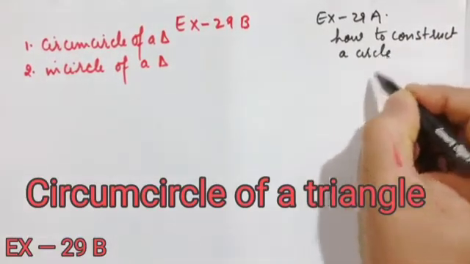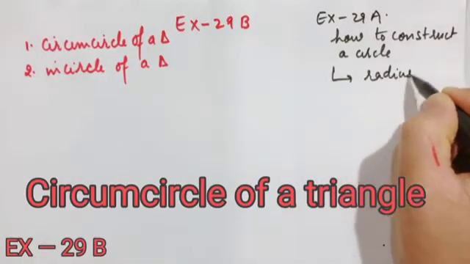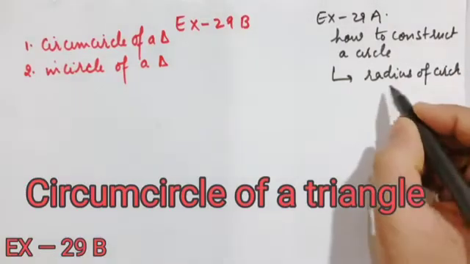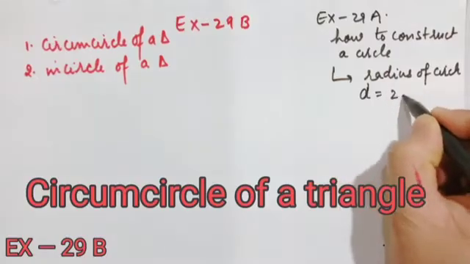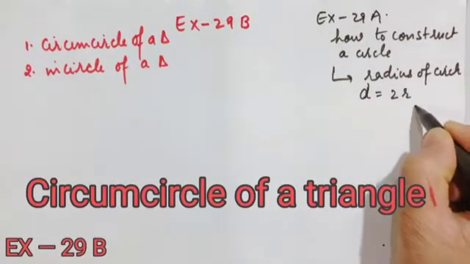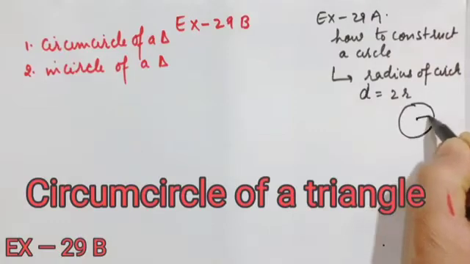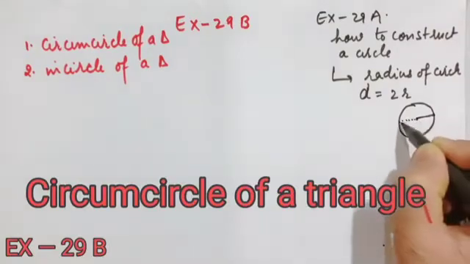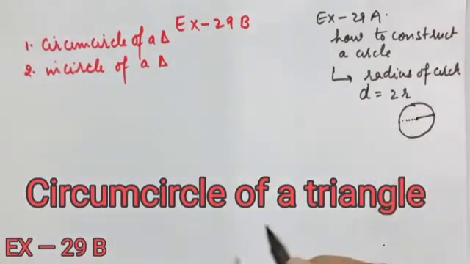And how did we construct a circle? By using the radius of a circle. There I had also taught that diameter is equal to twice radius, 2r. It means if this is a circle and if this is the center, then this portion is called the radius, this whole from here to here is the diameter, and this is the circumference, the path is the circumference.